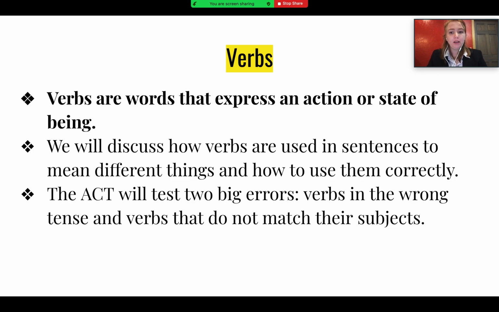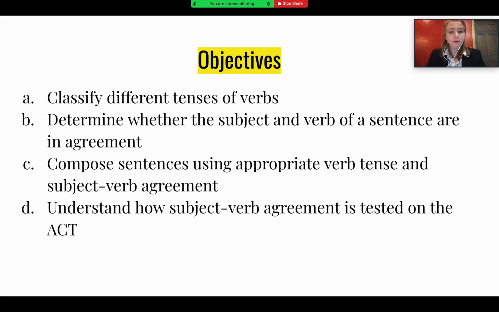them correctly. The ACT will test two big errors: verbs in the wrong tense and verbs that do not match their subject, so we want to focus on that. Some of our objectives today are to be able to classify different tenses of verbs, determine whether the subject and verb of a sentence are in agreement, compose sentences using appropriate verb tense and subject-verb agreement, and understand how subject-verb agreement is tested on the ACT.